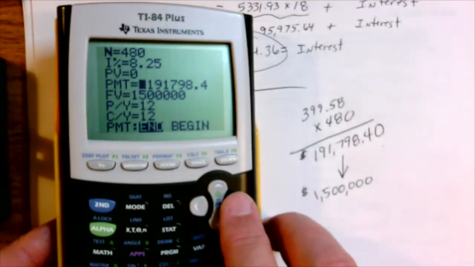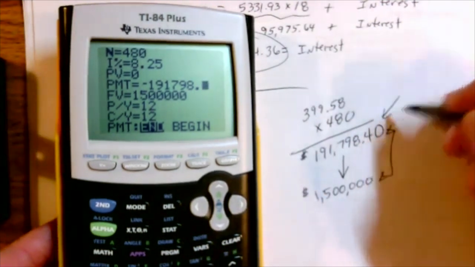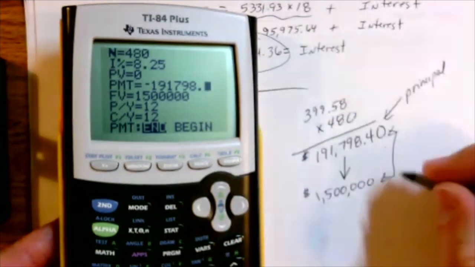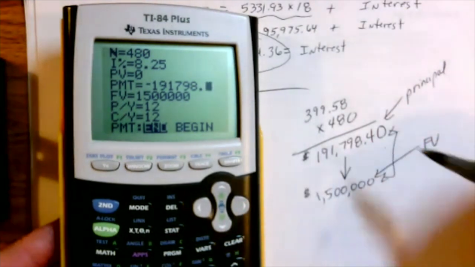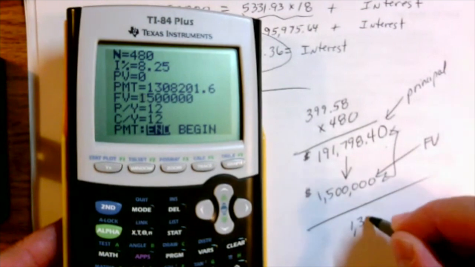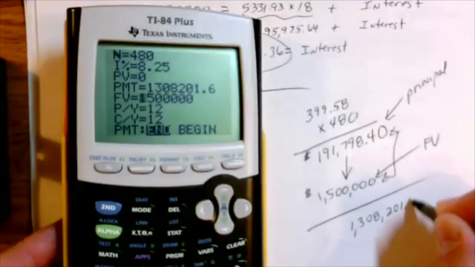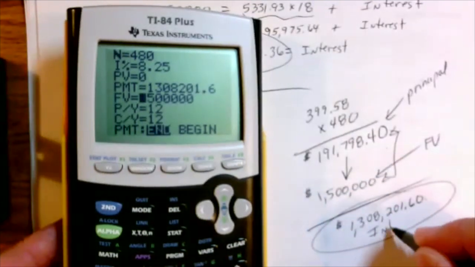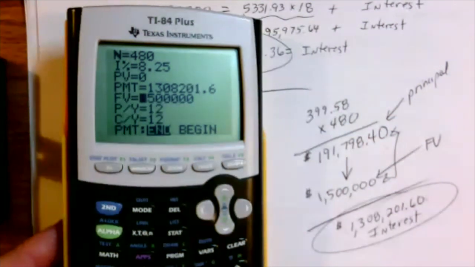All right, so if I subtract these two numbers, this was your principal. That's what actually came out of your pocket. This is the future value. This is what's actually in the account. If you subtract those two numbers, you get $1.3 million. $1.3 million was interest. You put your money to work, and your money came through for you.